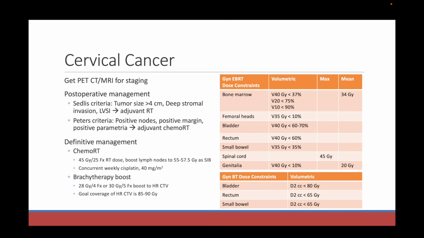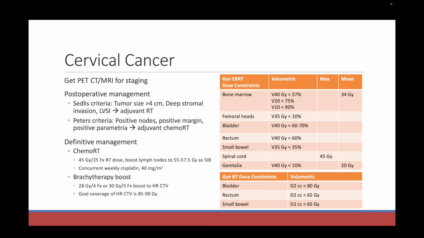And remember, cervical cancer is most often squamous cell histology, although you can have adenocarcinoma histology also. And it's very, very, very important to get a PET-CT and an MRI for staging. The MRI is to assess the local extent of disease, and the PET-CT is to assess for nodal and distant metastases. So certain early stage cervical cancer patients can get surgery up front, and that's done with a radical hysterectomy and sentinel lymph node sampling.